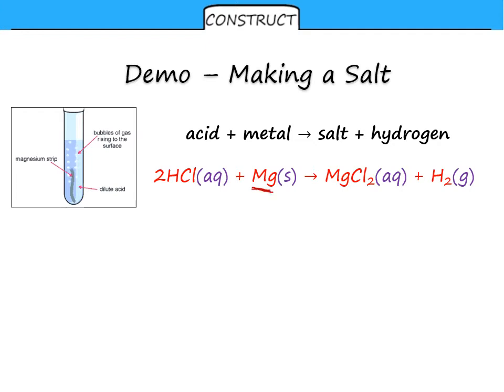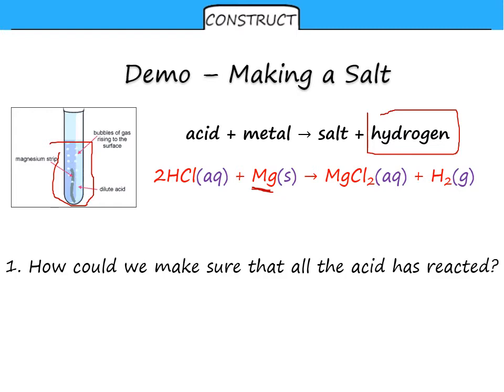Magnesium we tend to use in the form of magnesium ribbon, so it would be a grey coloured shiny strip of magnesium ribbon, adding it to our colourless hydrochloric acid, and what we would see is bubbles, because hydrogen gas is produced, and if we have a gas produced in a solution, it bubbles out, so we can tell a gas is being produced there.